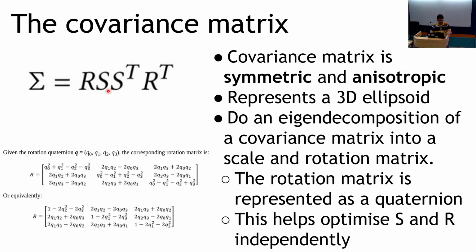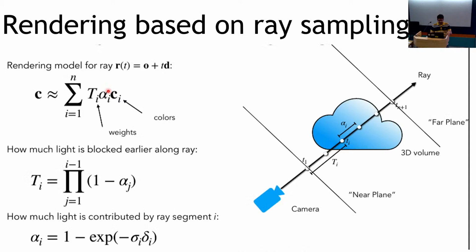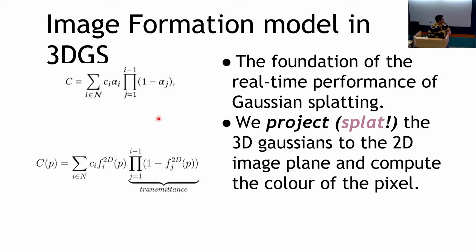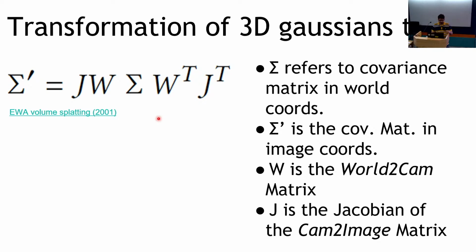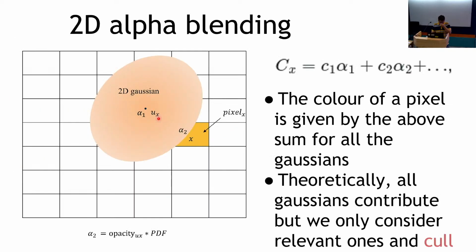So these are some notations, maybe you can read about them in detail later on. And this we have seen, right? This is the volumetric rendering equation. So here, instead of ray tracing, they say that you have a splat. You project the 3D Gaussians to a 2D image plane, and then you compute the color of the pixel. So we'll just go to that.